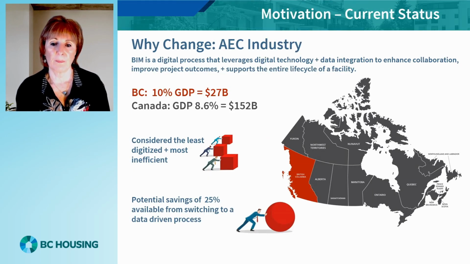Why change? Other than agriculture, the AEC industry is the least digitized industry, whereas all other industries that have digitized are approximately 200% more efficient. The AEC industry is considered 30% less efficient than it was 30 years ago. It is estimated that transforming to using a digital process, i.e. using data rather than paper to drive the process, offers potential savings of around 25%. So what does that actually mean to you as an owner or project manager responsible for a project?